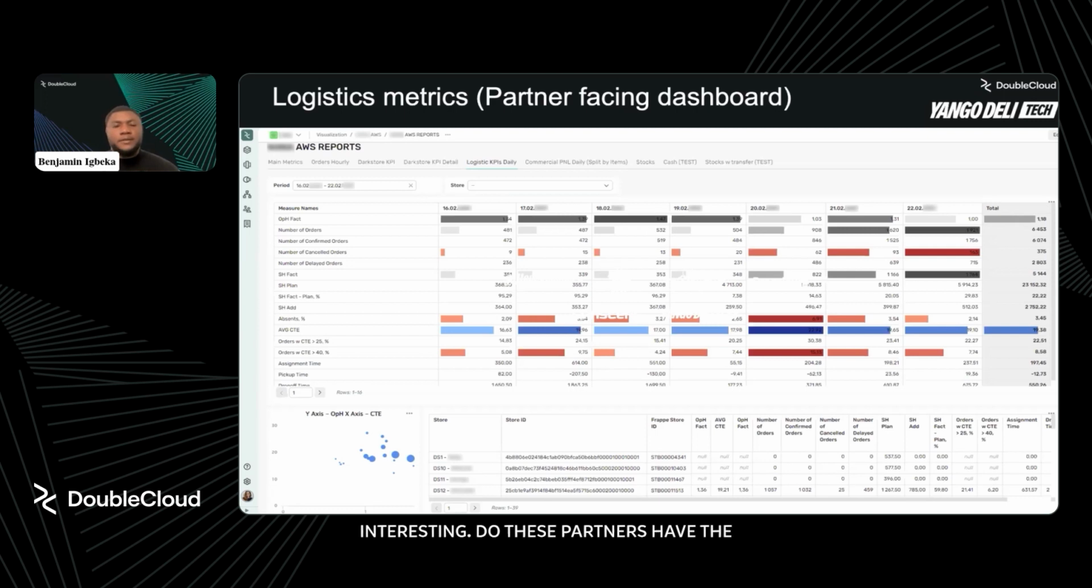Interesting. Do these partners have the ability to set custom retention time for this data, or potentially export this data even from the sandbox environment? Yes, absolutely.